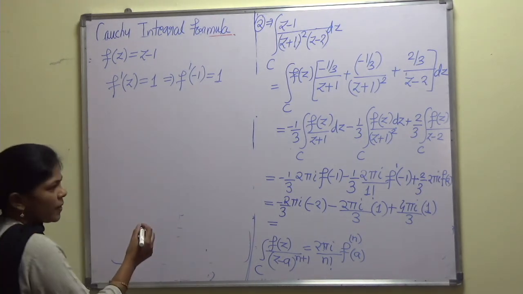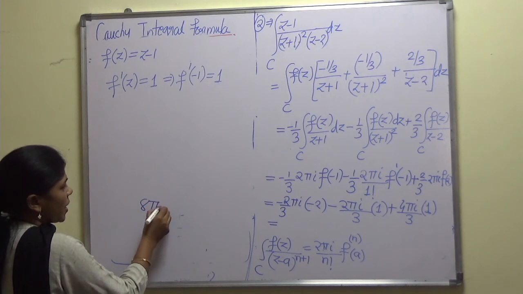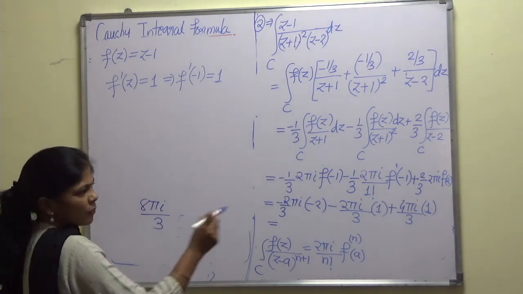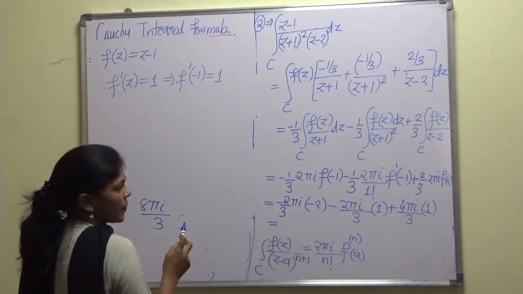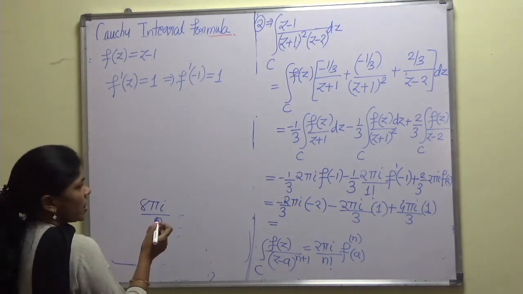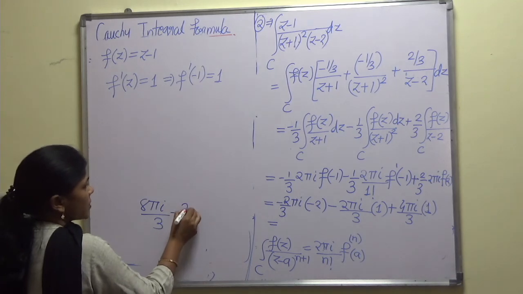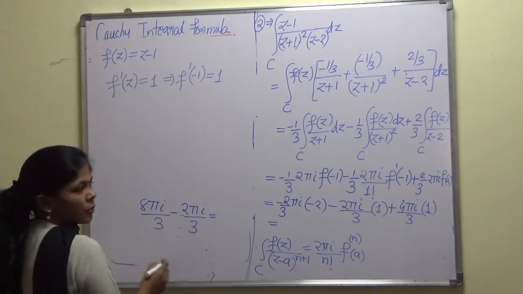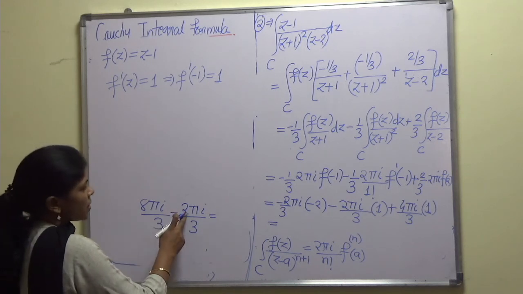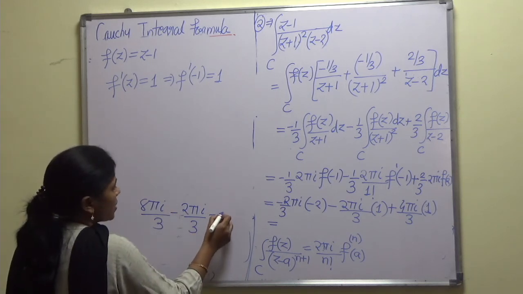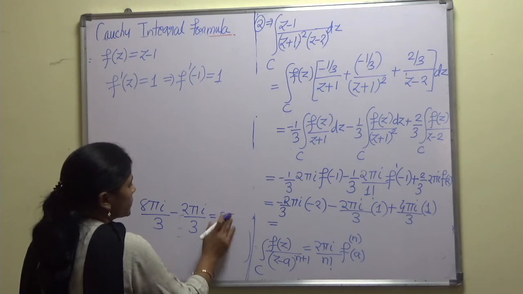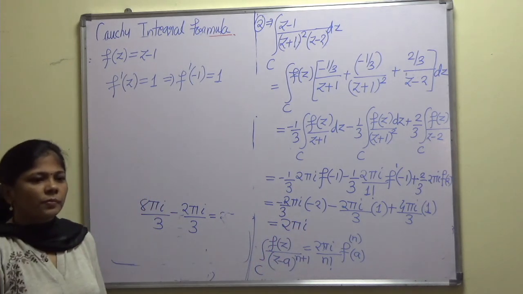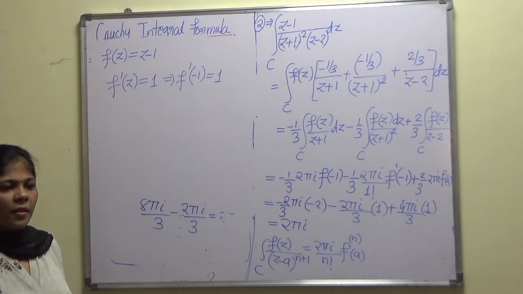How much will it be? It will be 8 pi I by 3, okay, 4 pi I plus 4 pi I. So that is 8 pi I by 3 minus 2 pi I by 3. So it will be 8 minus 2, 6 pi I by 3, that is 2 pi I. So the answer is 2 pi I. Right? So in this way we get the answer.